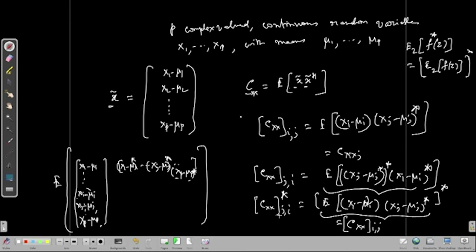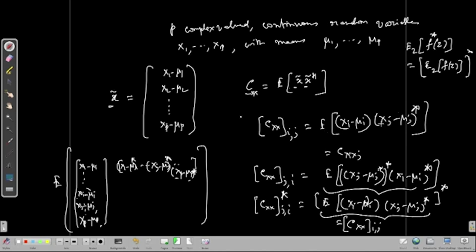And when i and j are the same, they are real, you can easily see, because if i and j are the same, (i, i), it is xi minus mu i times xi minus mu i star, which is mod of xi minus mu i whole square, which is real, not negative, and expected value of that is the variance. So diagonal elements are real, and in this case, not just real, they are in fact non-negative, they cannot be negative, because it is mod of xi minus mu i whole square. So mod is real and then square, so it cannot be negative, either 0 or positive, and expected value of that is the variance.